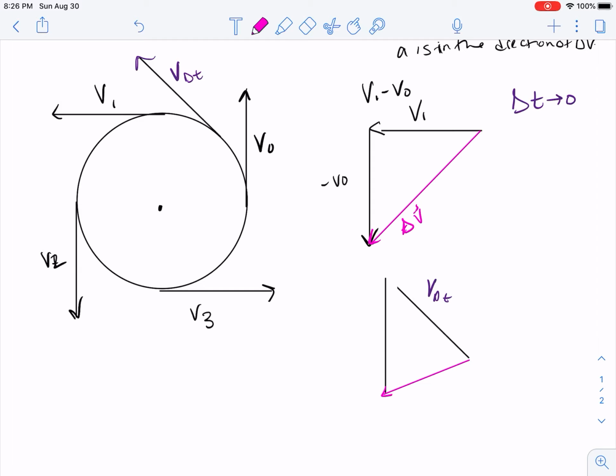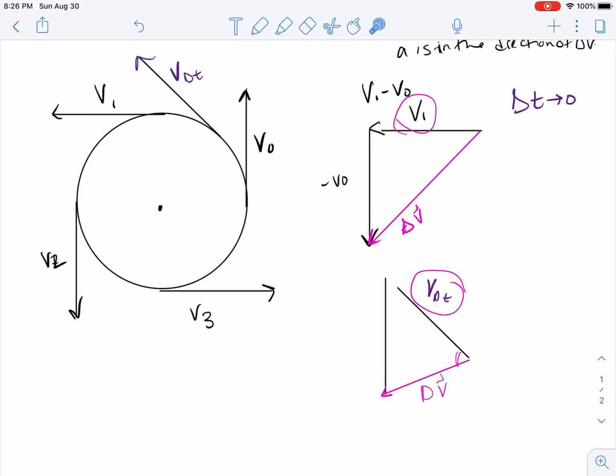So you can see simply by changing the position of our final velocity vector, the direction of our delta v changed a lot. This one looked to be very steep. This one's kind of flattening out a little bit.